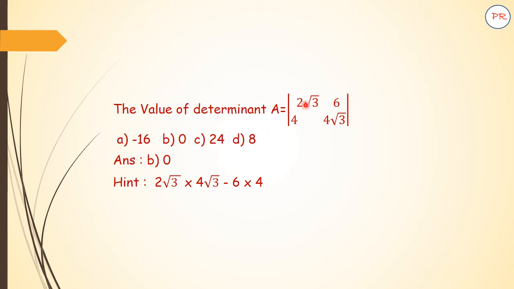So it will be like this: 2 root 3 multiplied by 4 root 3 minus 6 into 4. So 2 into 4 will be 8, root 3 into root 3 will be 3, so 8 into 3 will be 24, minus 6 into 4 will be 24. Therefore 24 minus 24 is equal to 0. Therefore answer is B 0.